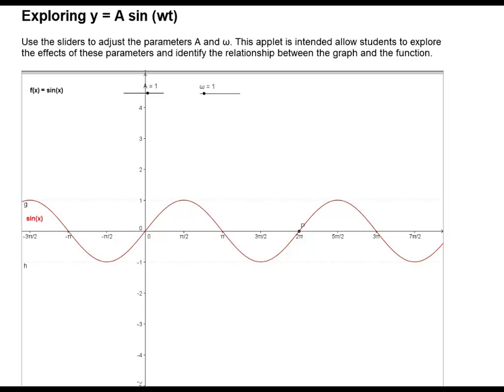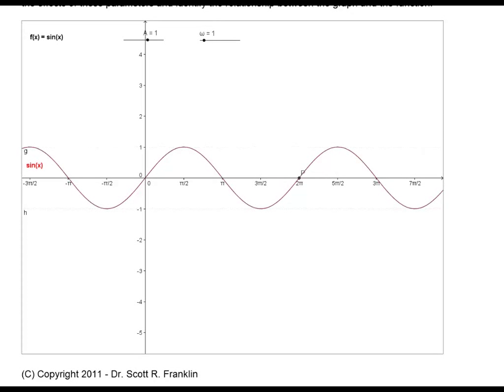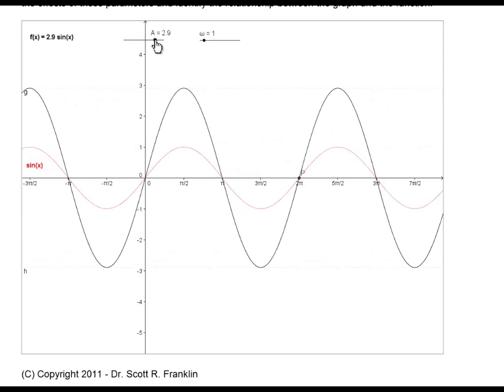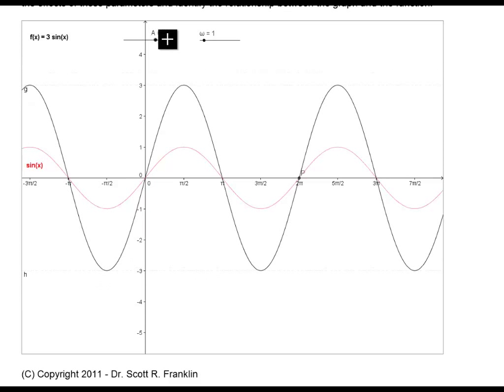Now, just to look at this a little bit better, I'm going to pull up the whole thing right here in the center of your video. If I come up here and tap and hold on A and drag it to the right, for example, let's drag it to 3. There we go. What effect did that have on the graph? Now, I've still got in red the original sine function. However, the black curve is now y equals 3 sine of x, or in this case f of x is equal to 3 sine of x.